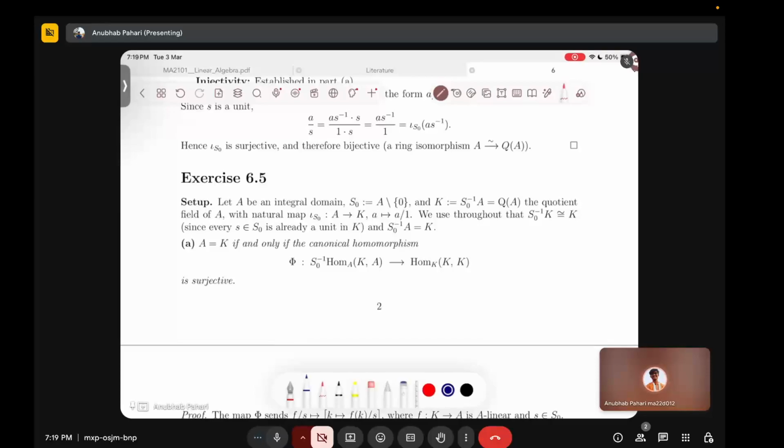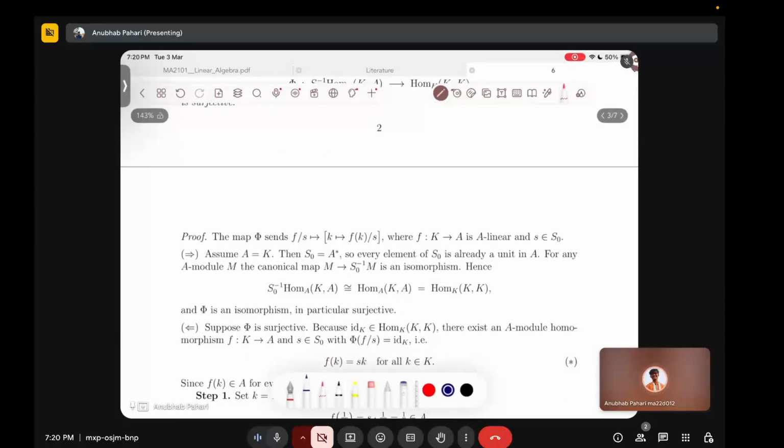Okay, so let us start solving this. K is the quotient field of A and A is an integral domain, and you have to show that A equals K. That means A is the quotient field of itself if and only if the canonical homomorphism from S0 inverse Hom_A(K, A) to Hom_A(K, K) is surjective.